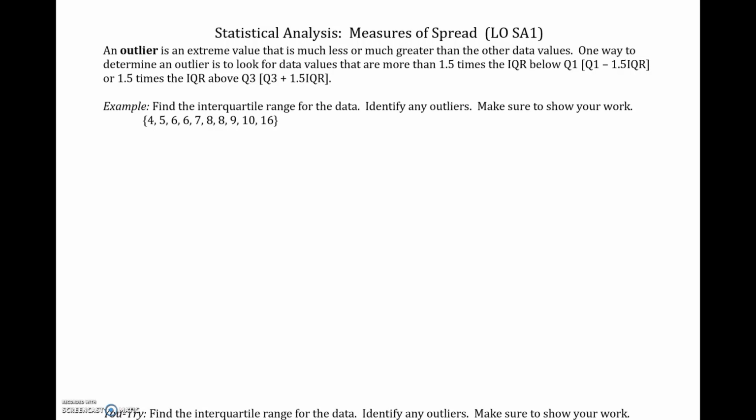IQR helps us identify what's called an outlier. An outlier, you can see right here, is an extreme value that's much less or much greater than other data values. And that's actually something interesting to consider, because that could skew your data.